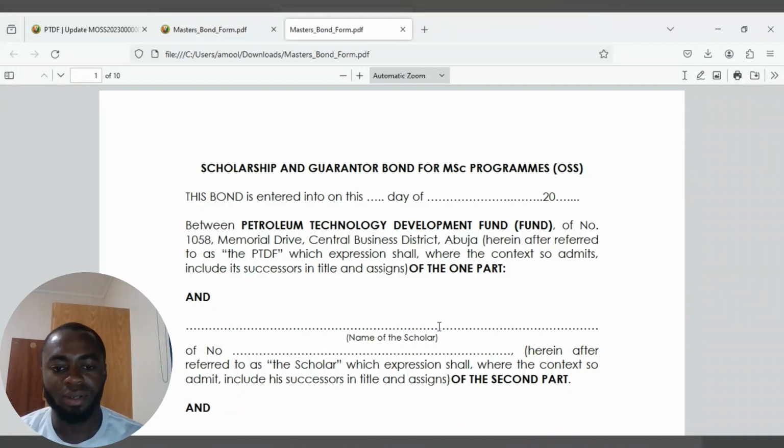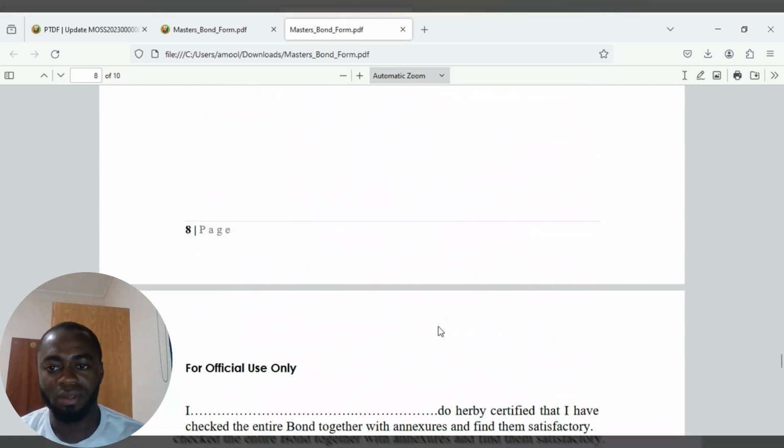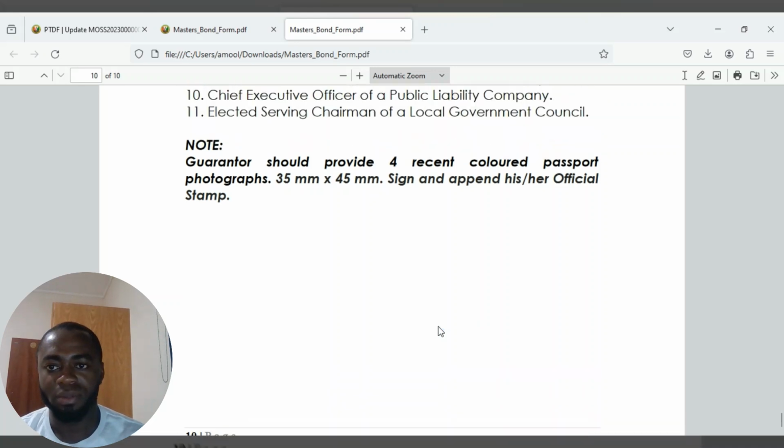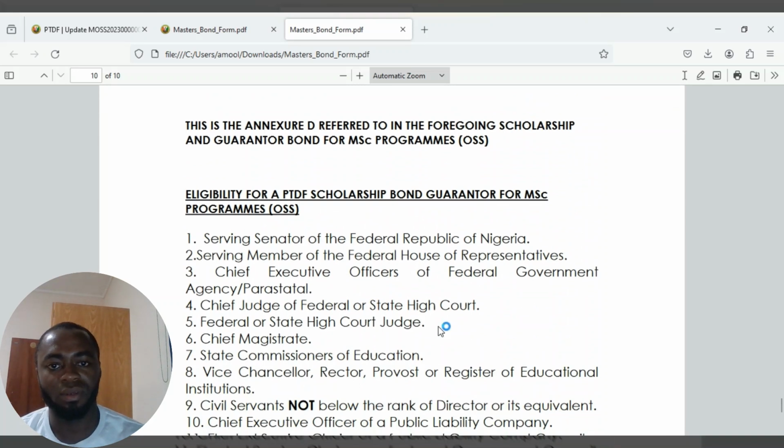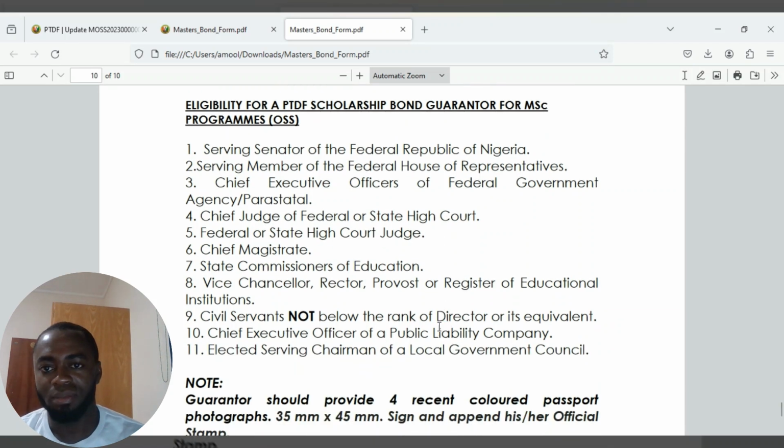And in today's edition, I'll be showing you how the master's bond form is supposed to be filled for the PTDF Overseas Scholarship. So, here on screen, you can see the first page of the Scholarship and Guarantor bond for MSc programs. But I wish to take you through to the last page of it where there is very important information that you should note. And this is the Annexure D referred to in the foregoing scholarship and guarantor bond for MSc programs. So it gives you the eligibility for a PTDF Scholar Bond Guarantor for MSc programs.